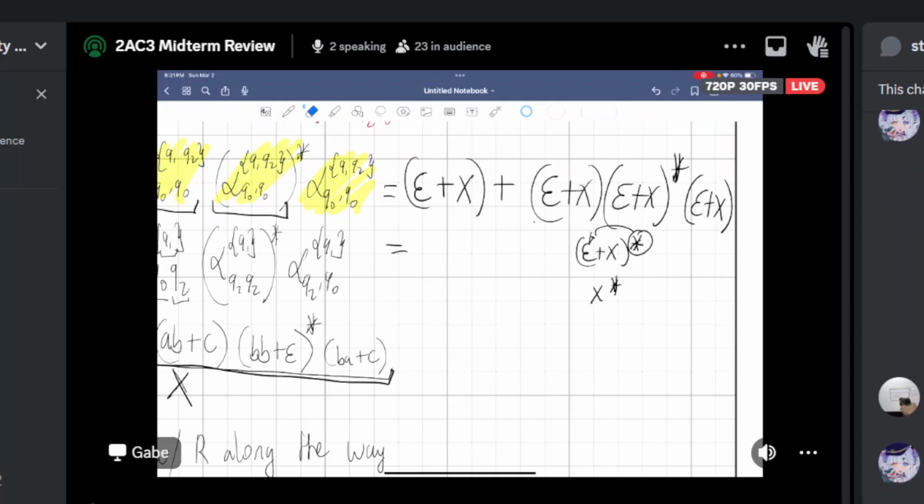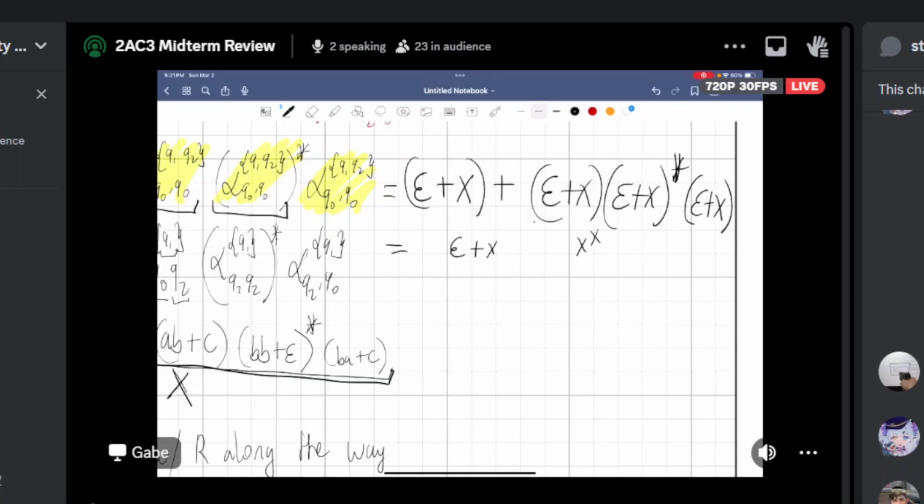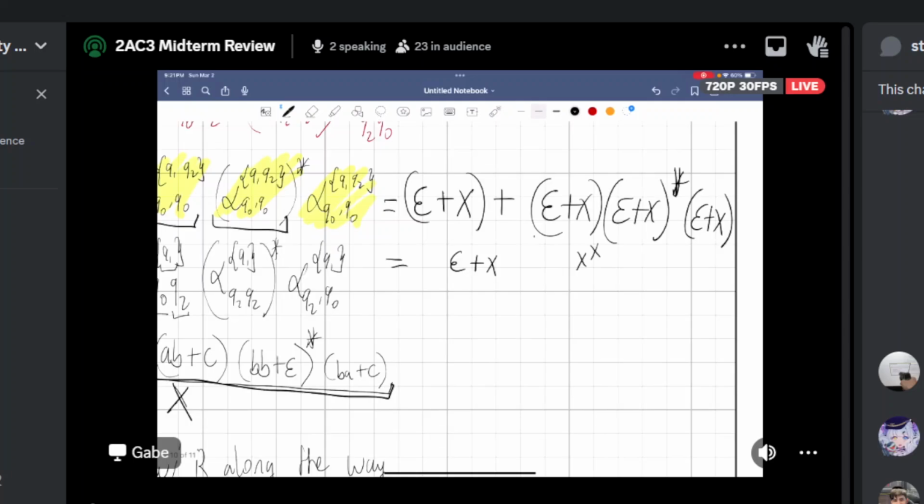So that whole thing on the right simplifies to X starred, and by the same definition, if we have epsilon plus X starred, it's either no X's, one X, or many X's. That's just X star.